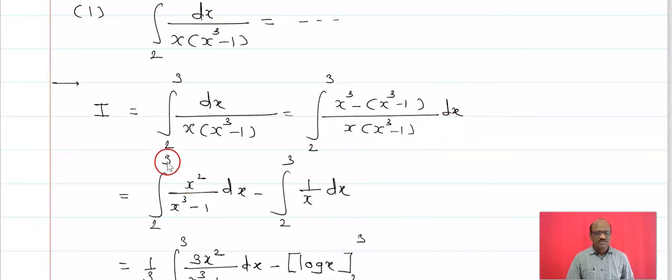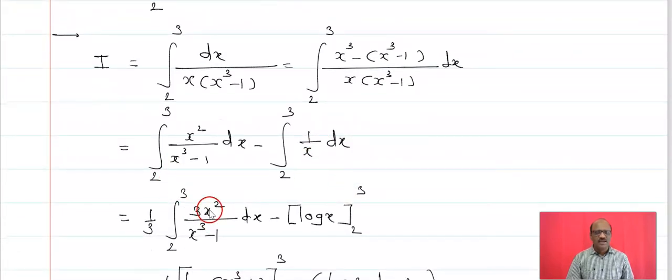Now separate these, that is the integral 2 to 3 of x cube upon x into (x cube minus 1). One x will get cancelled and you will get x square upon x cube minus 1 dx, minus the integral from lower limit 2 to upper limit 3. Next, in x cube minus 1, these two terms get cancelled and you will get 1 upon x dx.